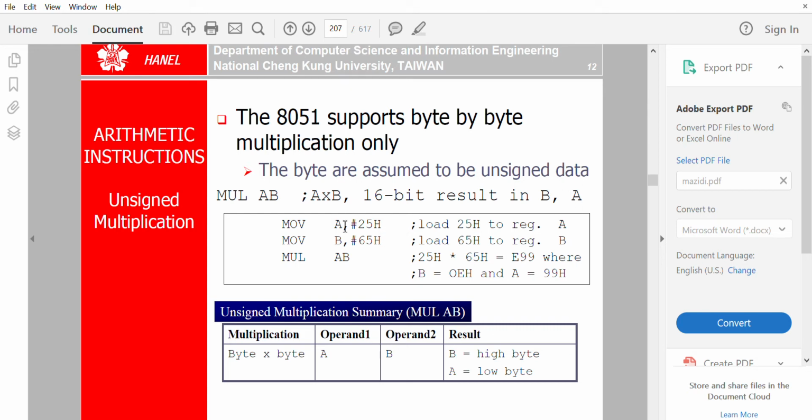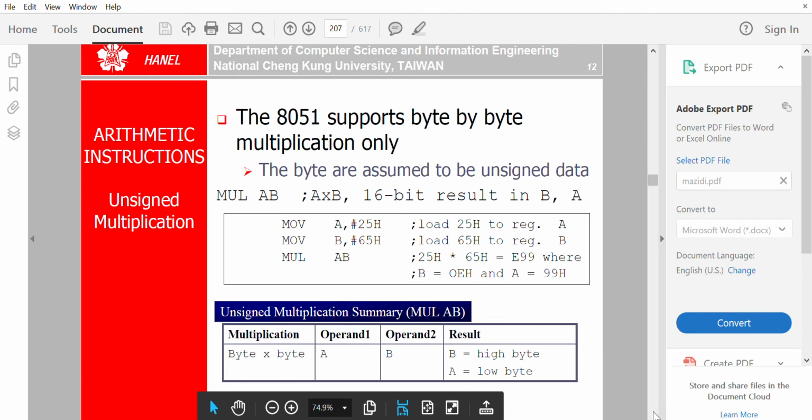So suppose you want to multiply 26 and 65. I'll just move these values to A and B and multiply AB, so that the answer is E99. Of that, 99 is the lower order byte and 0E is the higher order byte. 0E will be stored in B and 99 will be stored in A. This is the format.